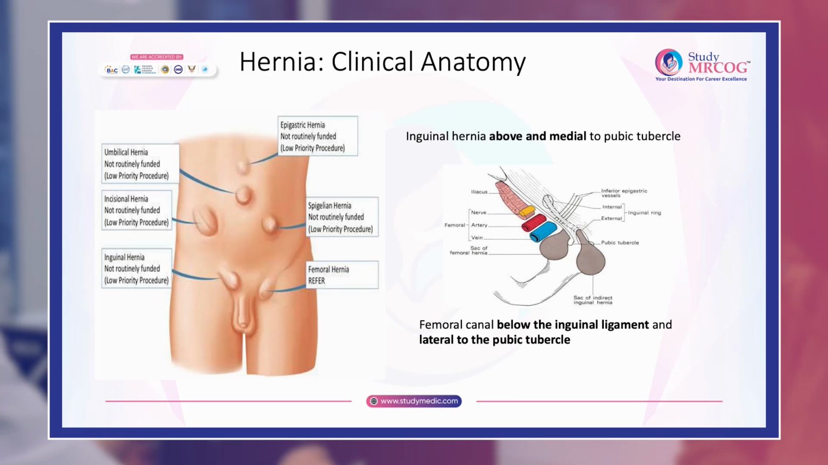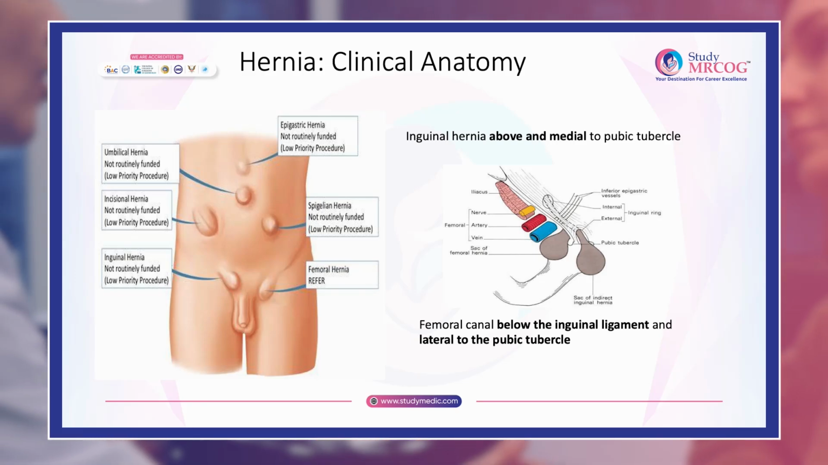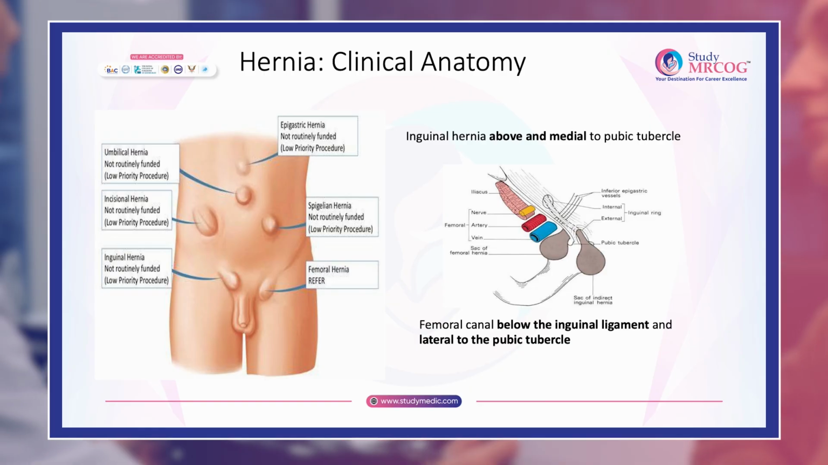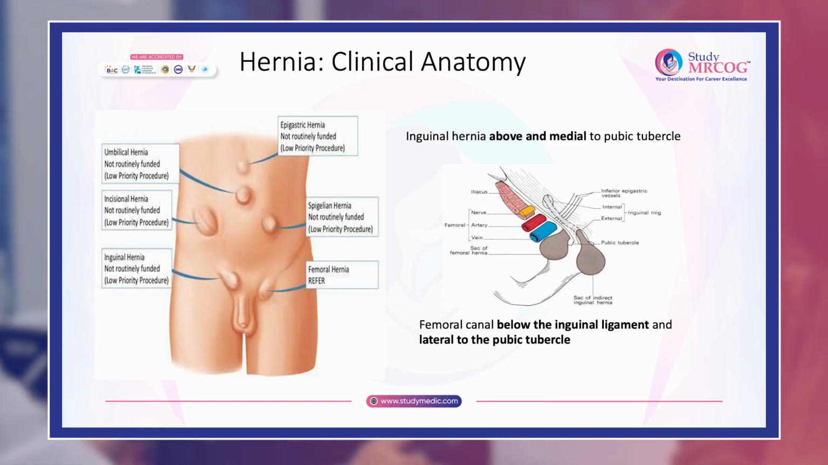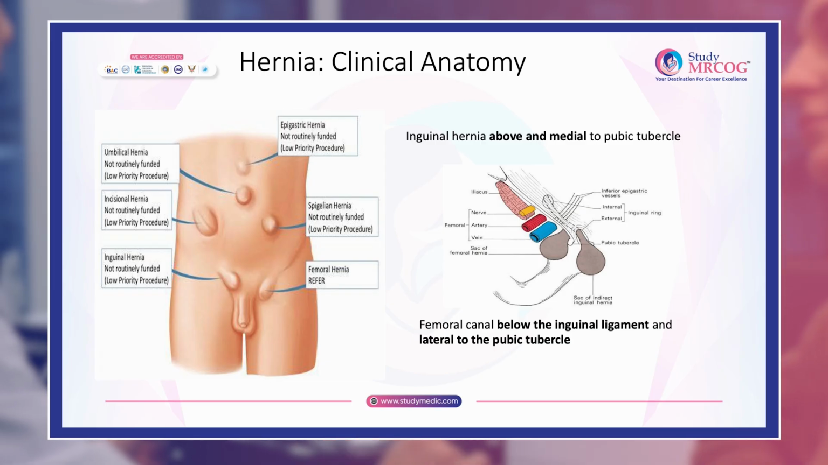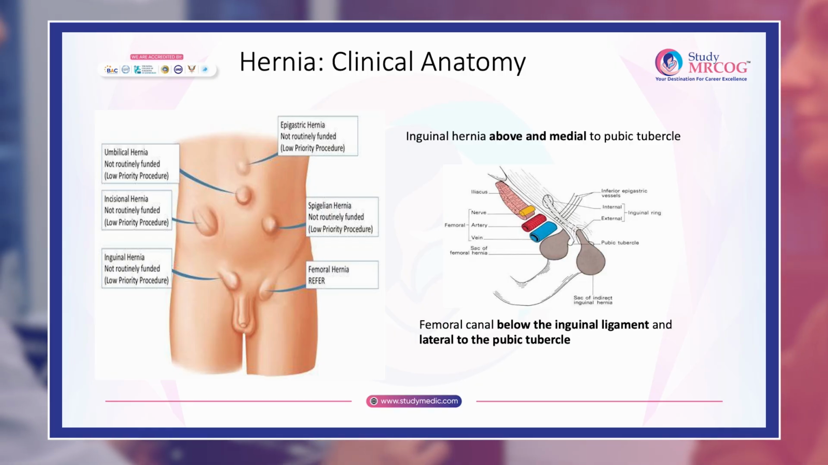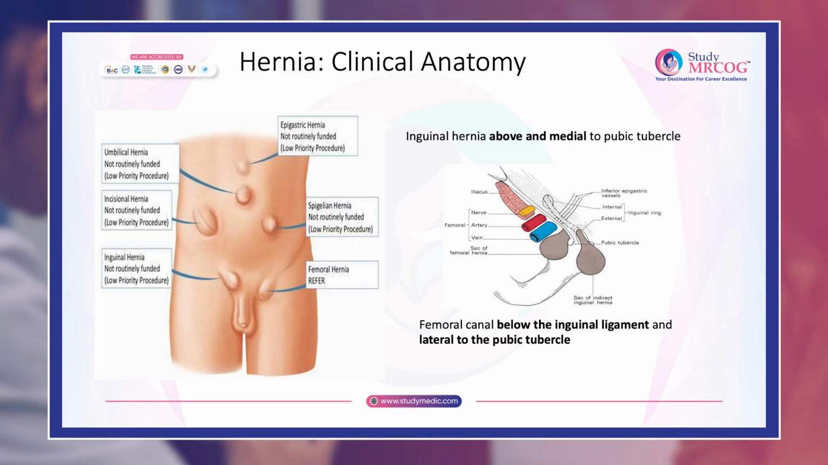So again, this image is showing you the various placements of the various hernias on surface anatomy. And here we can see that the femoral hernia is below and lateral to the pubic tubercle, and the inguinal hernia is seen above and medial to it. So the key landmark for the femoral canal is the femoral vein.